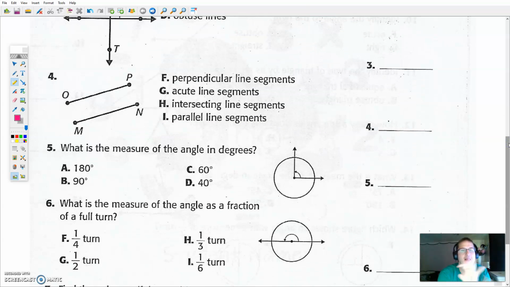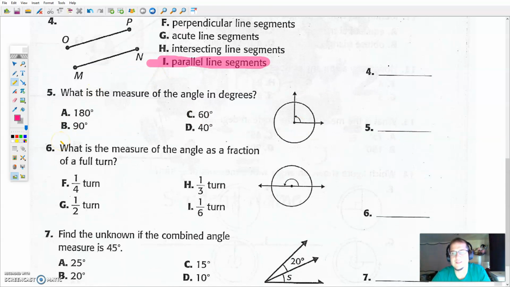Number four, we have two line segments there, line segment OP and line segment MN. And from the looks of it, they don't ever intersect. And if they continued on not intersecting, then we're left to assume the answer. Perpendicular means they intersect at 90 degrees. Acute means the two lines make an acute angle, which they do not. Intersecting means they cross somewhere, and they don't appear to, which tells us that these are parallel line segments.